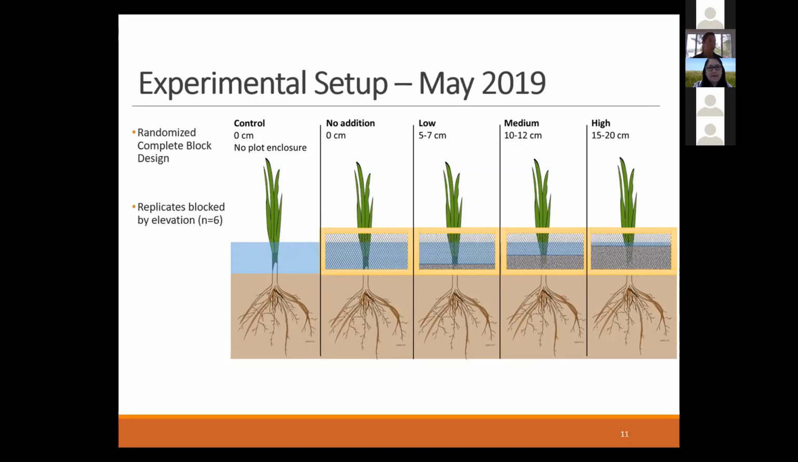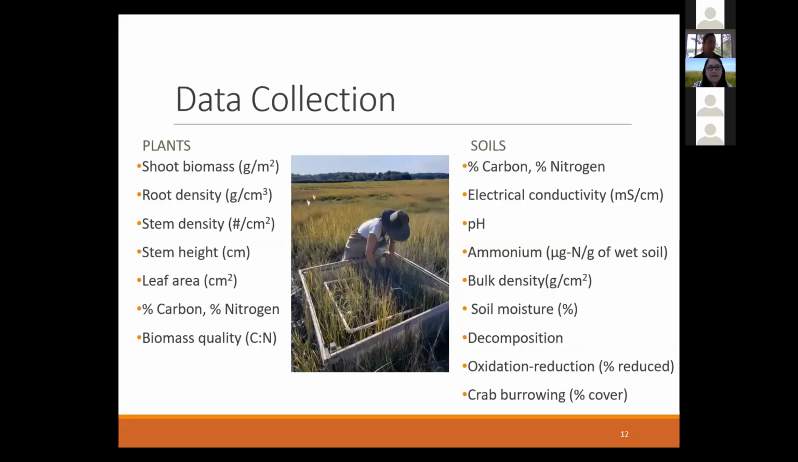effect. The replicates were blocked by elevation because of heterogeneity throughout the marsh, and sediment depths and water level were monitored hourly. We collected a suite of vegetation and soil responses, specifically interested in shoot biomass, root density, stem density, and height, as well as redox features and decomposition in soils.